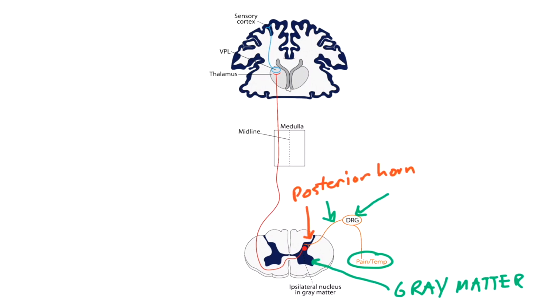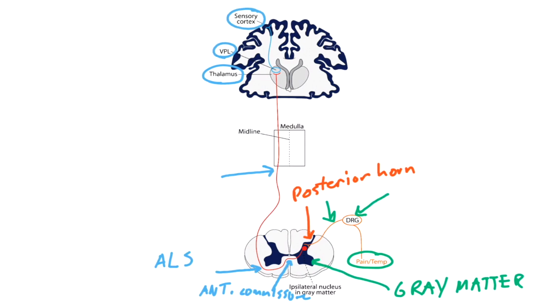And again, the gray matter is this dark blue, and the synapse occurs right here in the posterior horn. Then the second neuron crosses to the contralateral side using this anterior white commissure. So the nerve finally reaches the contralateral side at the anterolateral white matter. Hence the term anterolateral system, which is a synonym for the spinothalamic tract. And then the tract just travels straight up, no more decussation. It goes straight up to the thalamus, synapses onto the VPL, and then finally enters the primary somatosensory cortex.